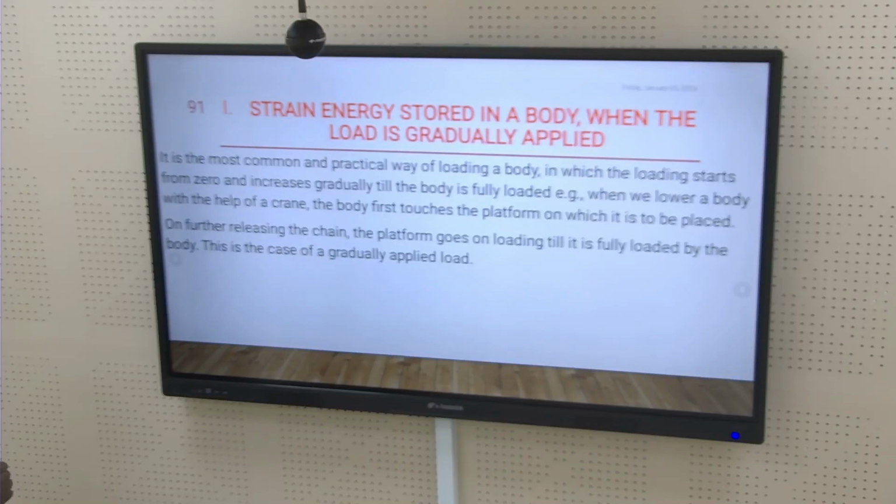So, strain energy stored in a body when the load is gradually applied. It is the most common and practical way of loading a body, in which the loading starts from zero and increases gradually till the body is fully loaded. For example, when we lower a body with the help of a crane, the body first touches the platform on which it is to be placed. On further releasing the chain, the platform goes on loading till it is fully loaded by the body. This is the case of a gradually applied load.